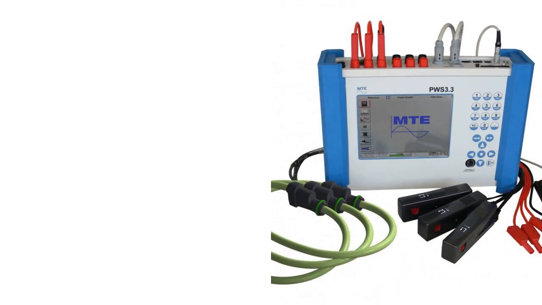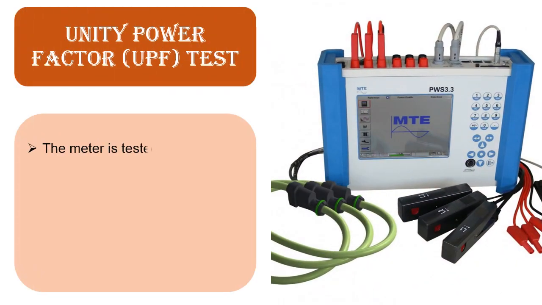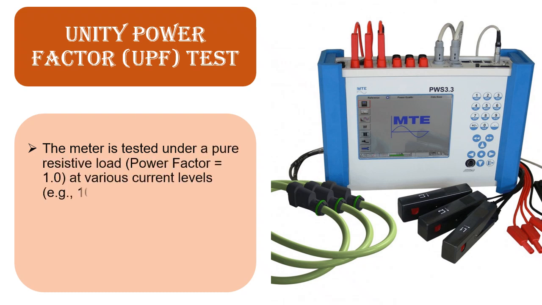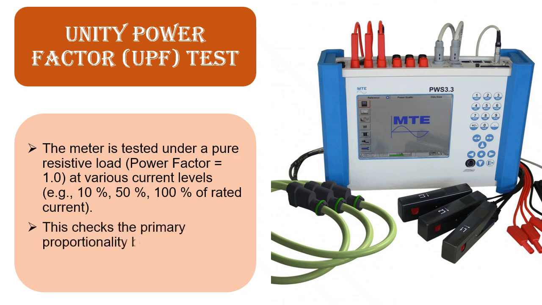Unity power factor, UPF, test. The meter is tested under a pure resistive load, power factor equal to 1.0, at various current levels, e.g., 10%, 50%, 100% of rated current. This checks the primary proportionality between power and rotation pulse rate.